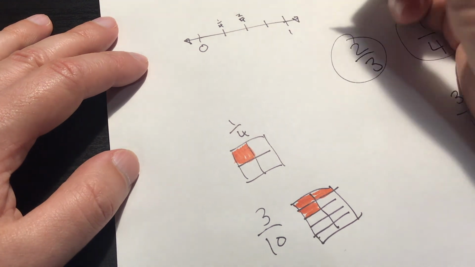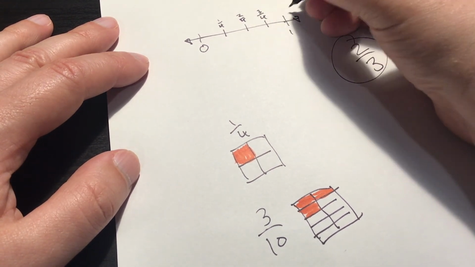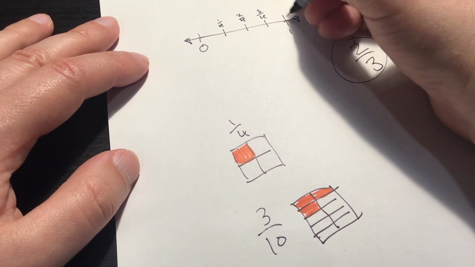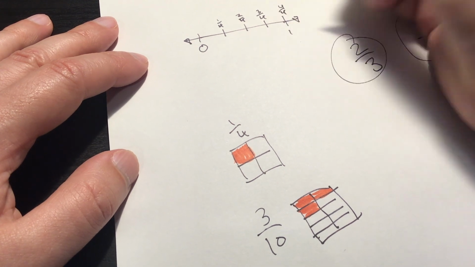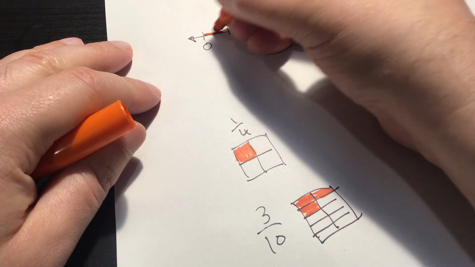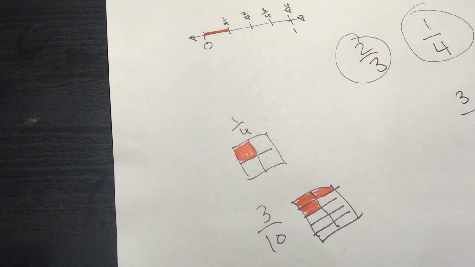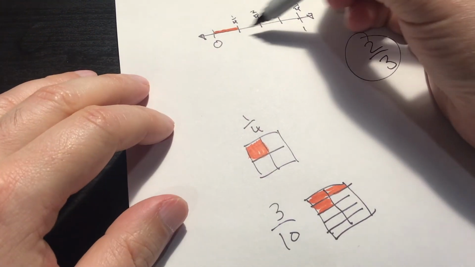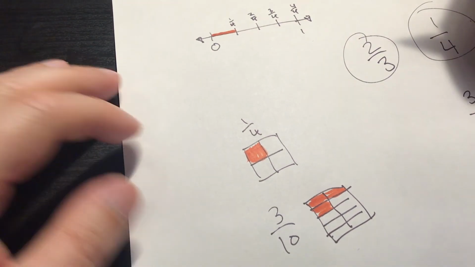2 out of 4, which is the same as a half, 3 out of 4. And then finally, my one whole would be the 4 out of 4, right? So to show 1/4 on there, I would just fill up 1 out of the 4, right? If I had filled up 2, 3, 4 out of the 4, it'd be full, but I'm not.